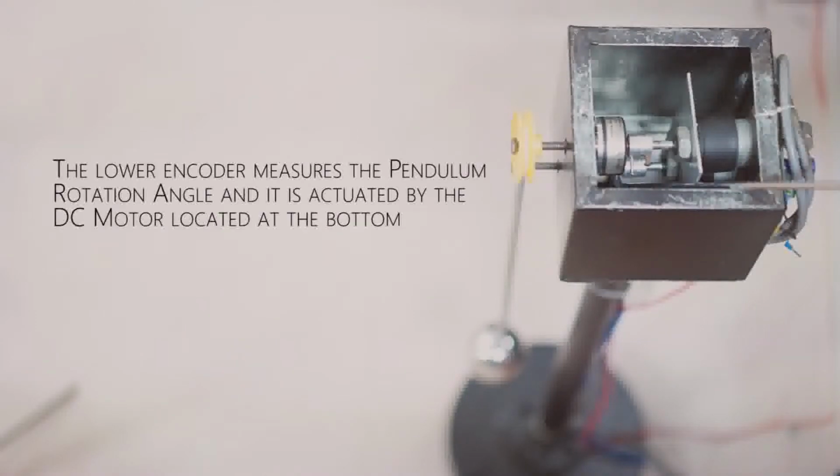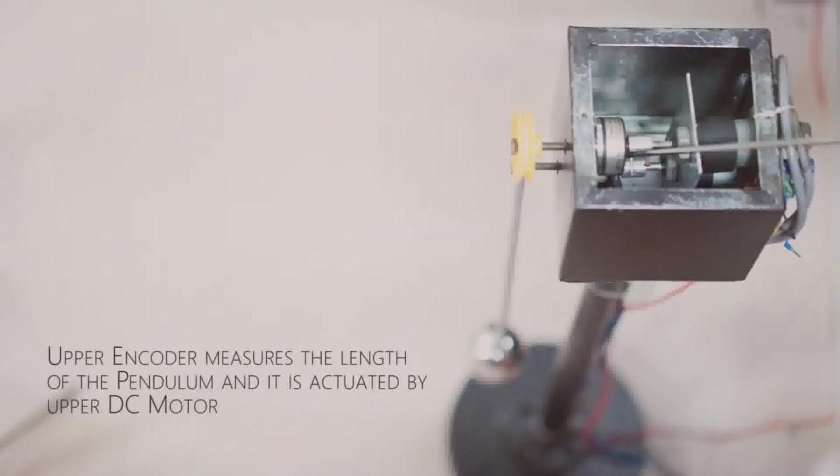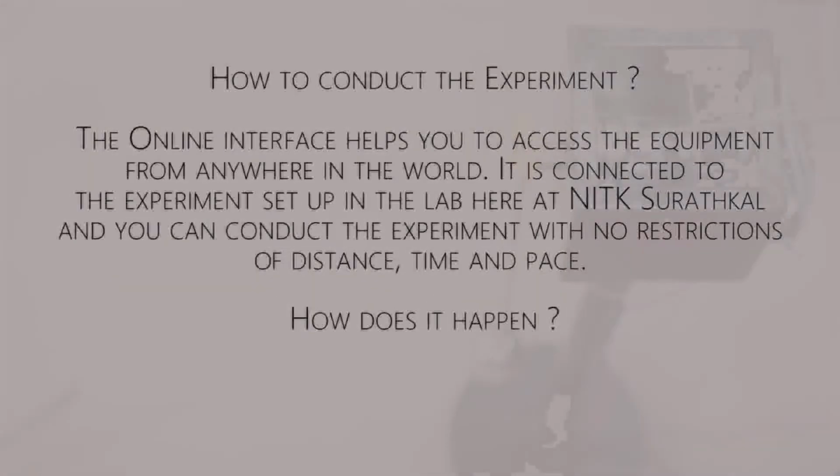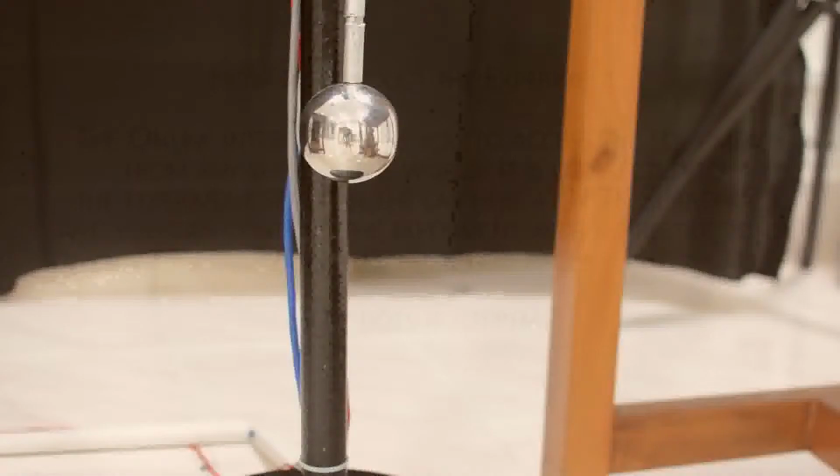The bottom encoder is responsible for sensing the angle of rotation, which is actuated by the DC motor at the bottom. The upper encoder measures the length of the pendulum as specified by the user while conducting the experiment. The length variation of the pendulum is achieved by the upper DC motor, and all these components are compactly mounted on the top. With the help of the interface, I will explain how to actually conduct the experiment, and you'll also see what happens when you give certain commands over the internet.